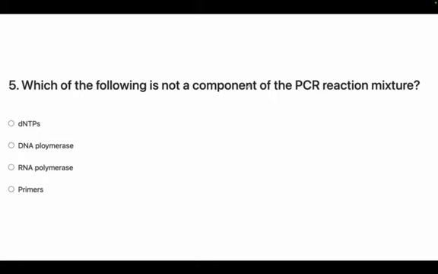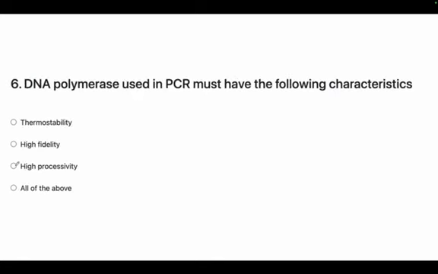Which of the following is not a component of the PCR reaction mixture? dNTPs we need, DNA polymerase we need, primers we need, RNA polymerase we do not need because we are not synthesizing RNA. DNA polymerase used in PCR must have the following characteristics. Thermostability, of course. High fidelity, yes. We don't want it to incorporate erroneous bases. High processivity, yes. So we require all of the above.